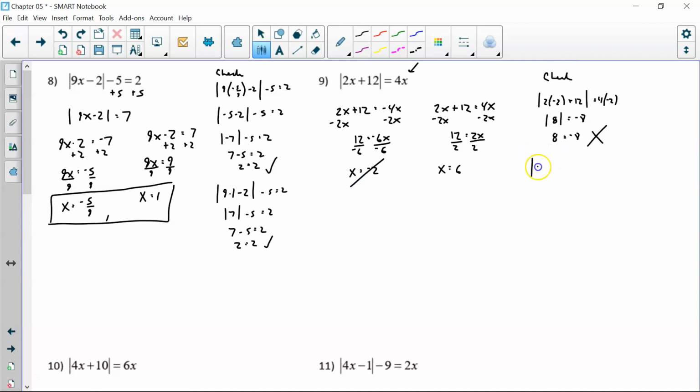And then for the 6, 2 times 6 plus 12 equals 4 times 6. 2 times 6 is 12, so we get 12 plus 12, which is 24. And that equals 24. Absolute value of 24 is 24 equals 24. That's a valid solution. So the only solution that worked there was x equals 6.